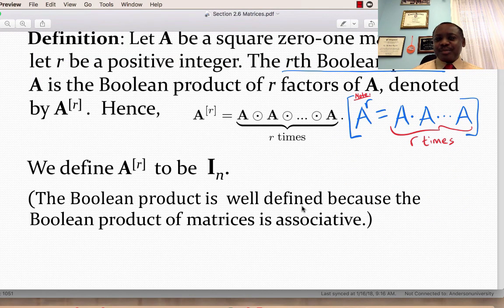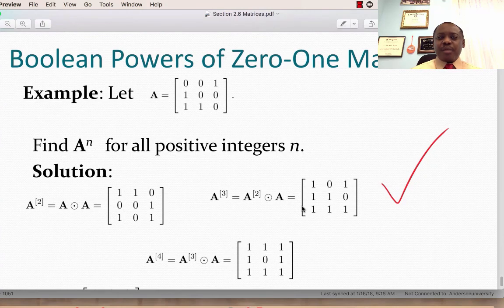Okay, let's take an example. Boolean powers of 0, 1 matrices. Let A be the matrix 0, 0, 1, 1, 0, 0, 1, 1, 0. Find A to the n for all positive integers n. Whoa, is that possible? Yes, we can actually find what A to the n would be for every positive integer n. So we start off, first of all, by A raised to the power 2, square brackets. That will be A Boolean product A, and that gives us this. And A raised to the power 3, again, that will be A squared Boolean product A. So that will give us this.